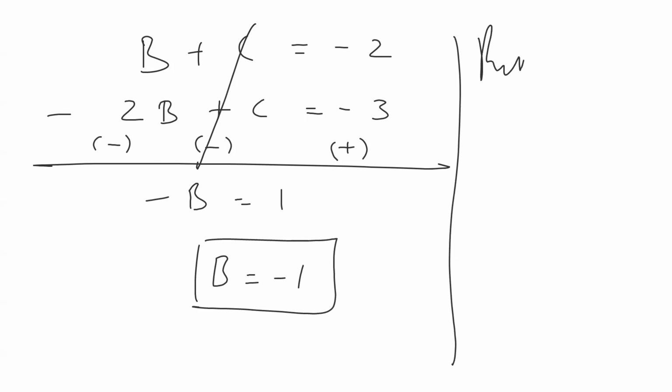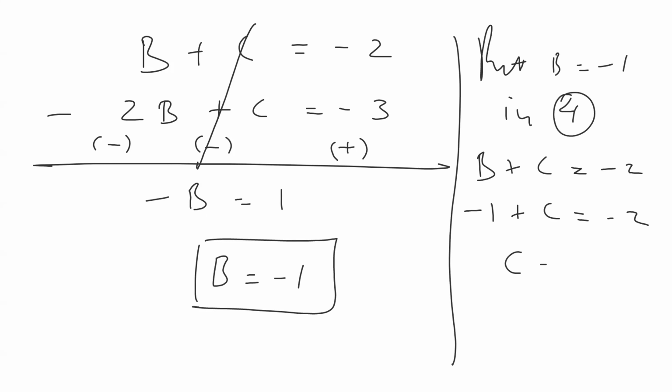So put B is equal to minus 1 in equation number 4. B plus C is equal to minus 2. So minus 1 plus C is equal to minus 2. C is equal to 1 minus 2. C is equal to minus 1.